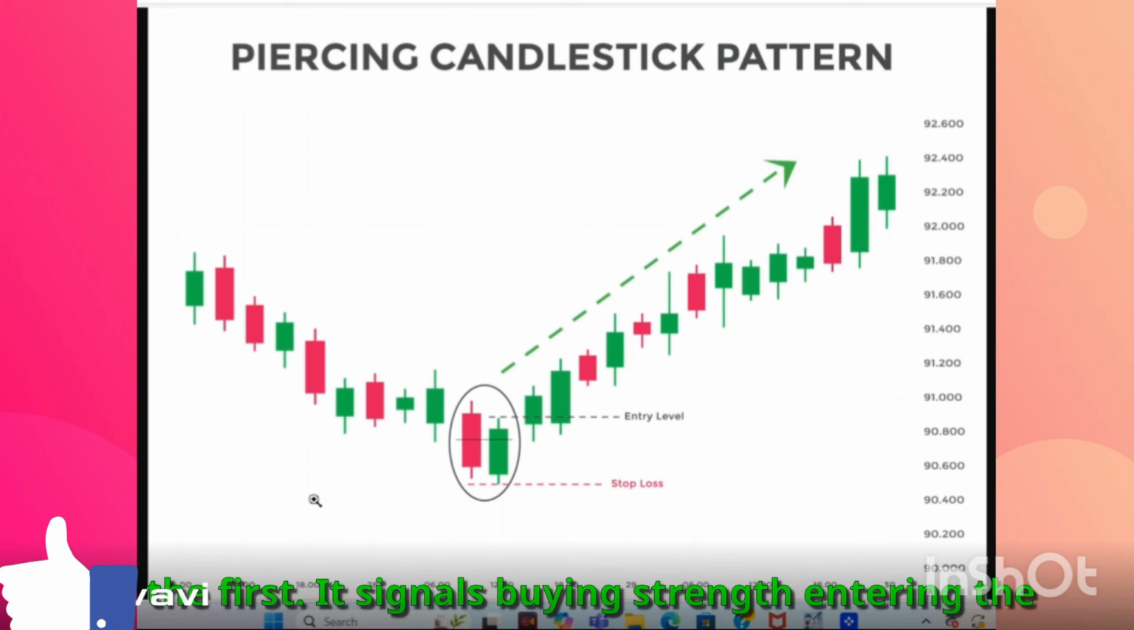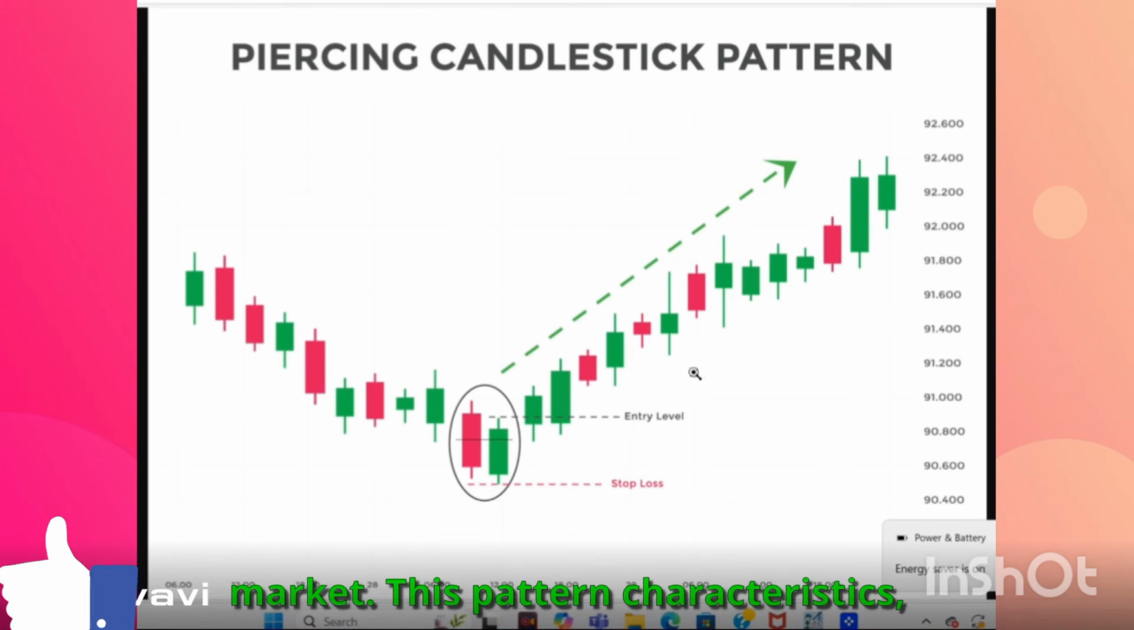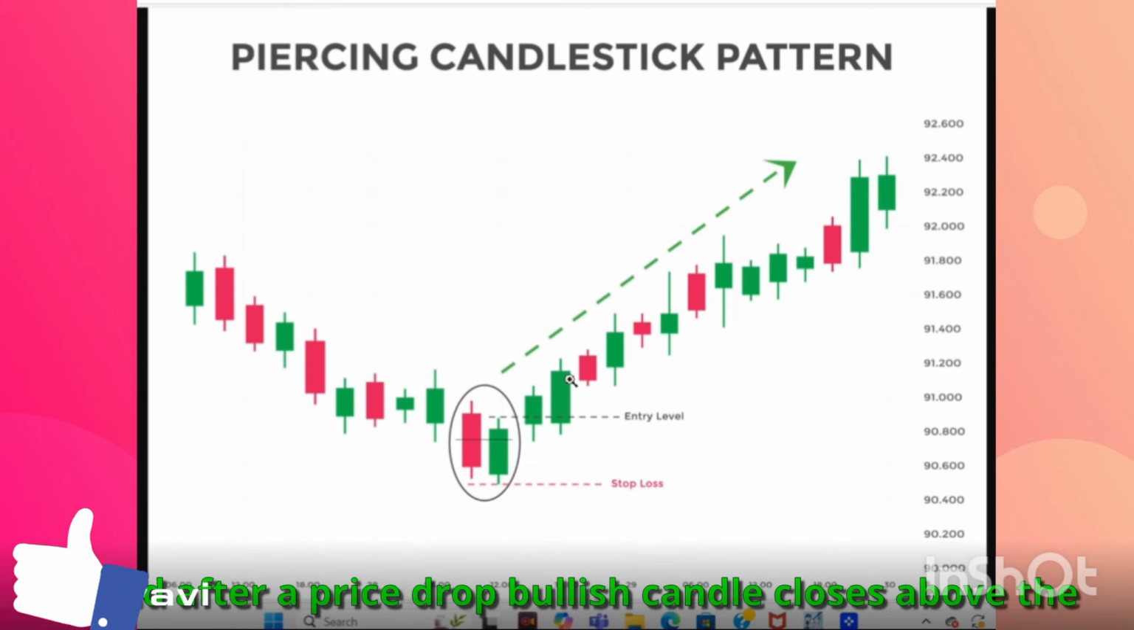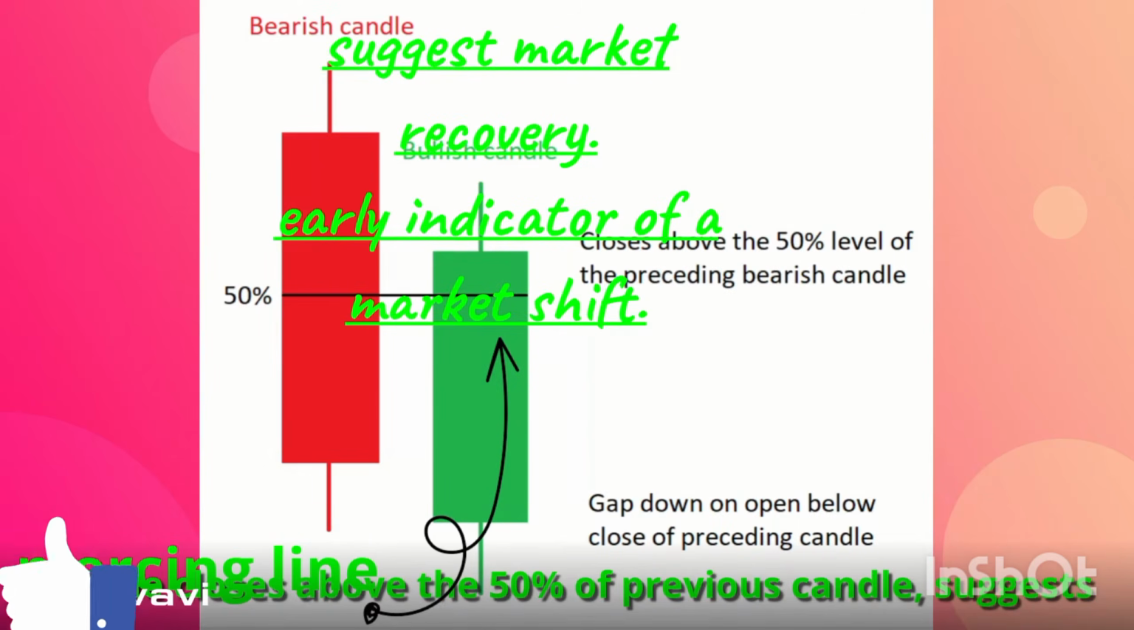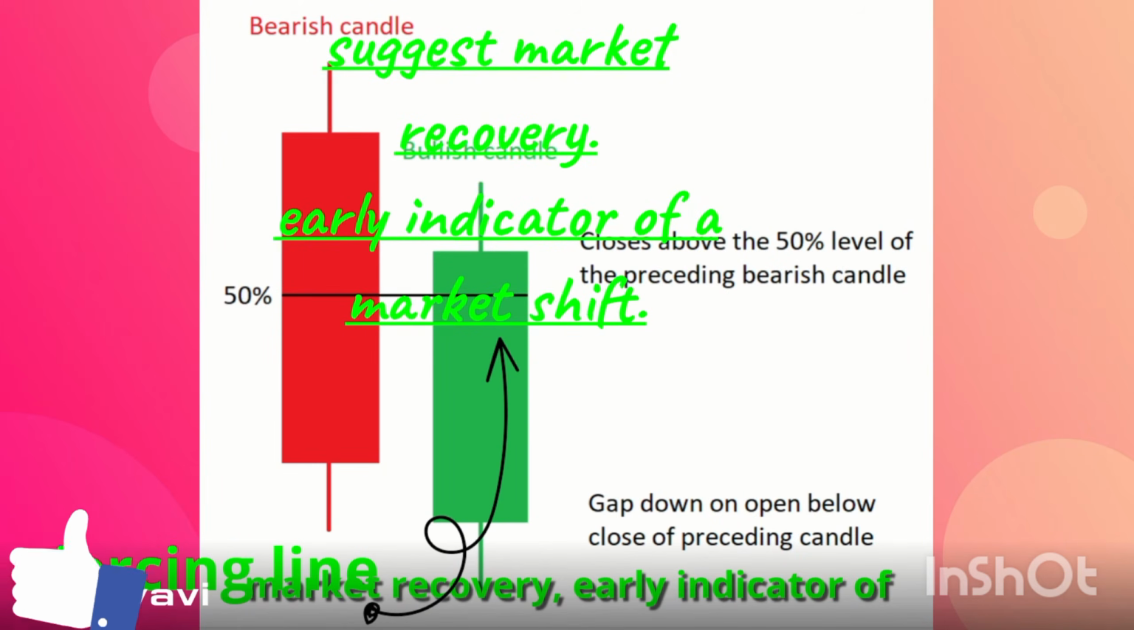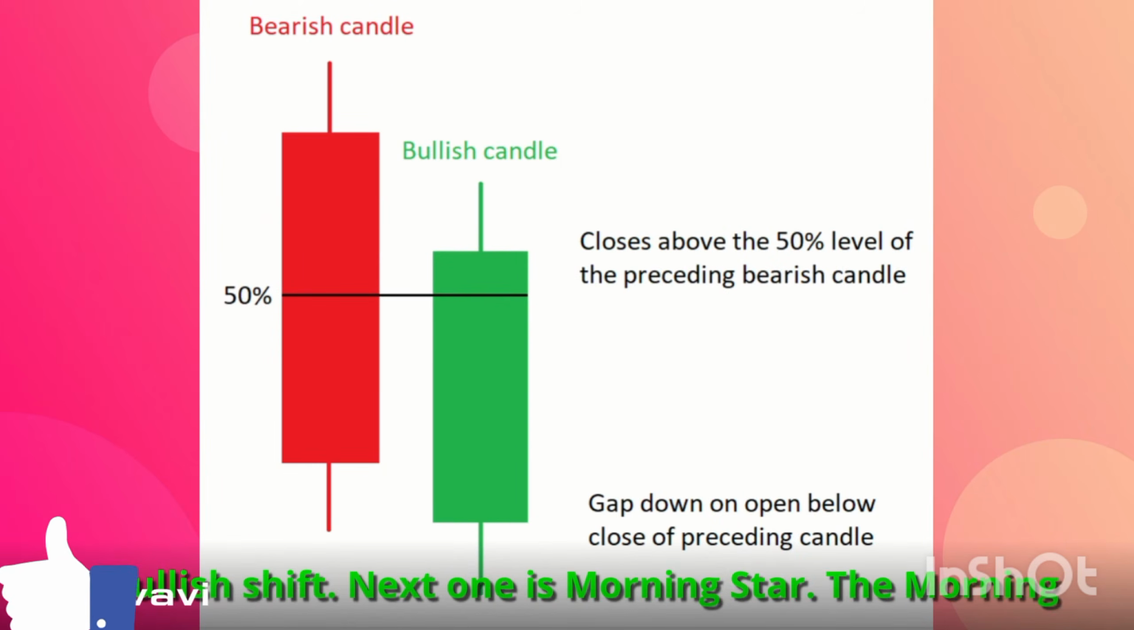It signals buying strength entering the market. This pattern characteristics found after a price drop. Bullish candle closes above the 50% of previous candle, suggests market recovery, early indicator of a bullish shift.